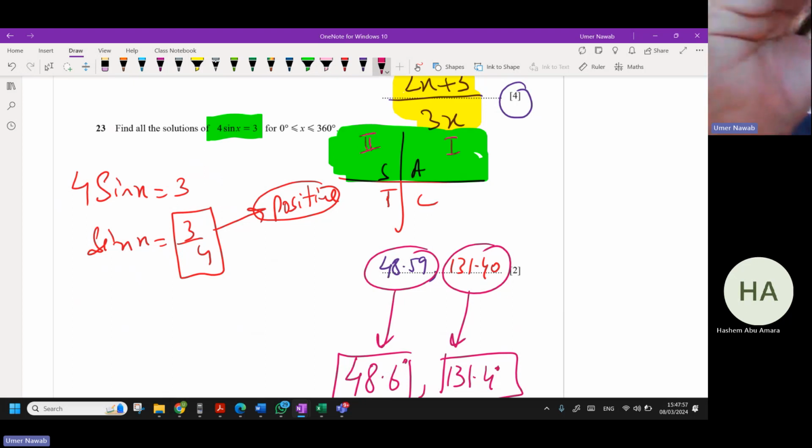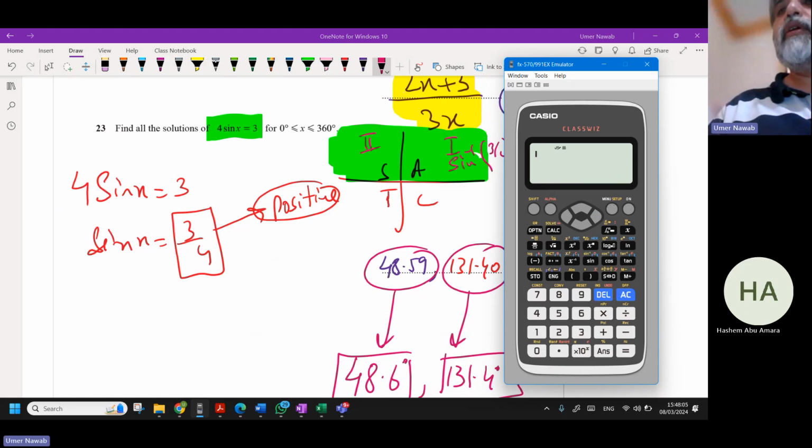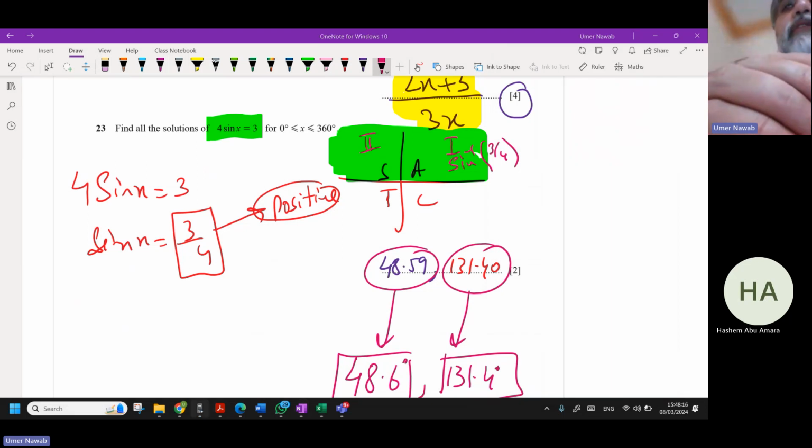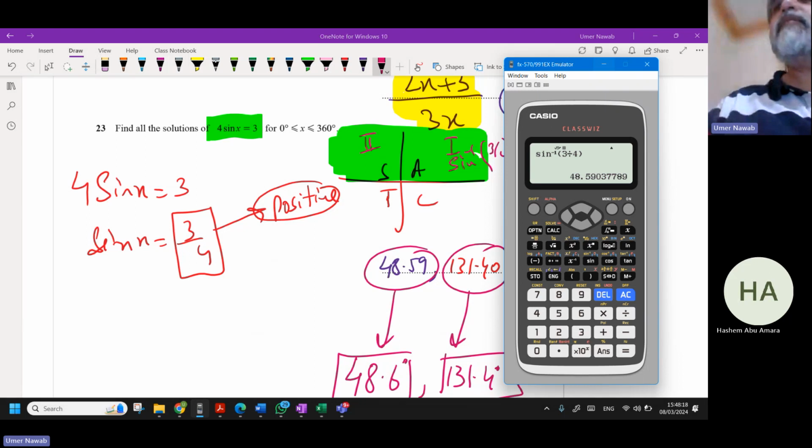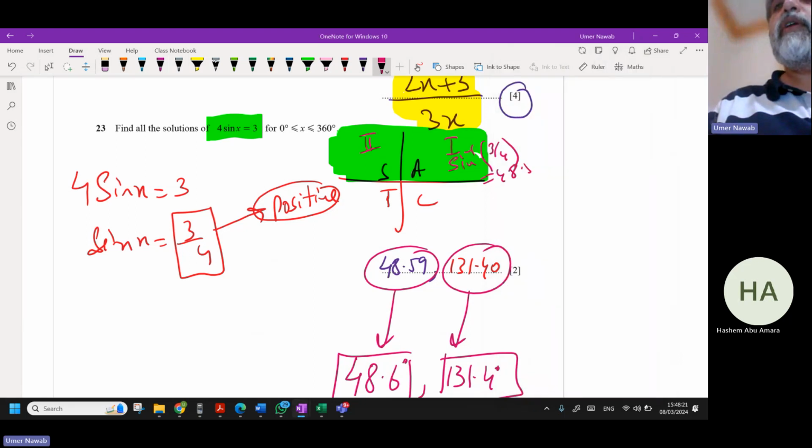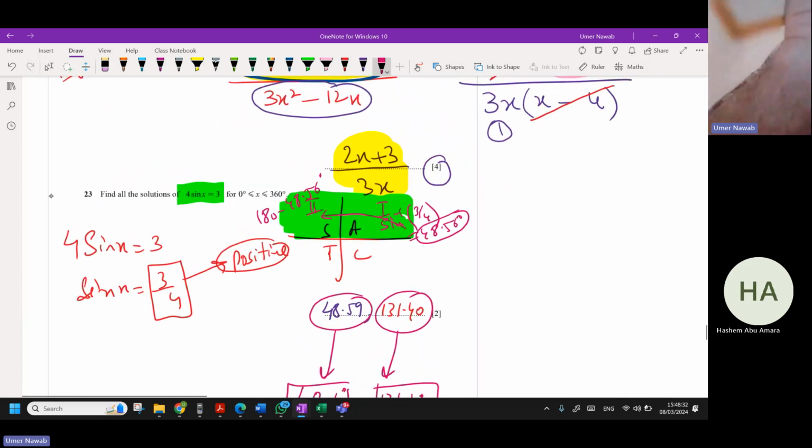Okay, I need to get my acute angle first. So acute angle is always shift sine of 3 over 4. So let me write shift sine. Go to the computing mode. Shift sine of 3 over 4. It gives me the answer 48.56. This is my answer. And if I want to transfer it into the second quadrant, I do 180 minus 48.56, and the same answers will come to me. So question number 23 on trigonometry, Mr. Omar has discussed with you.